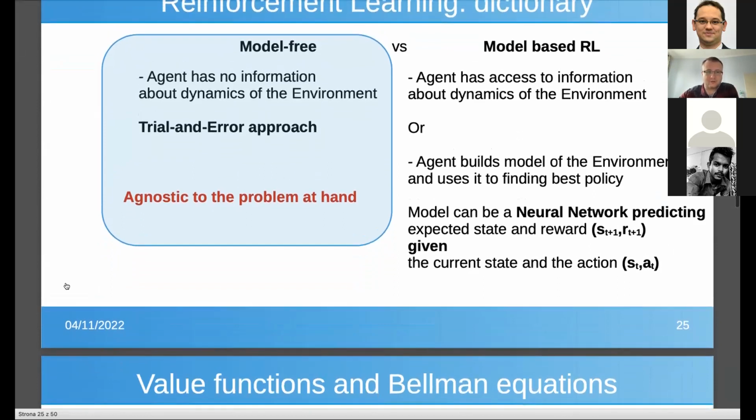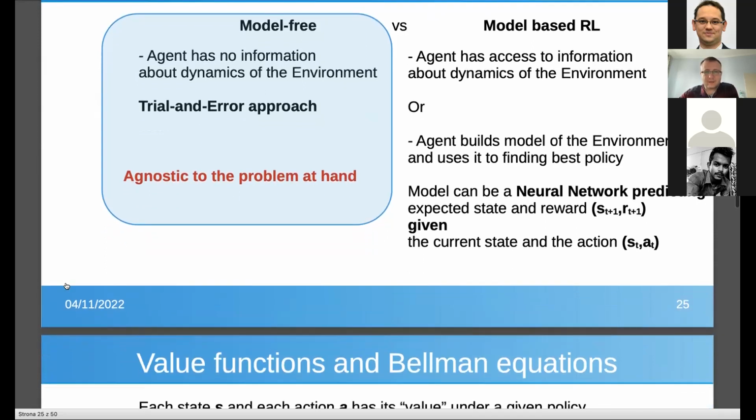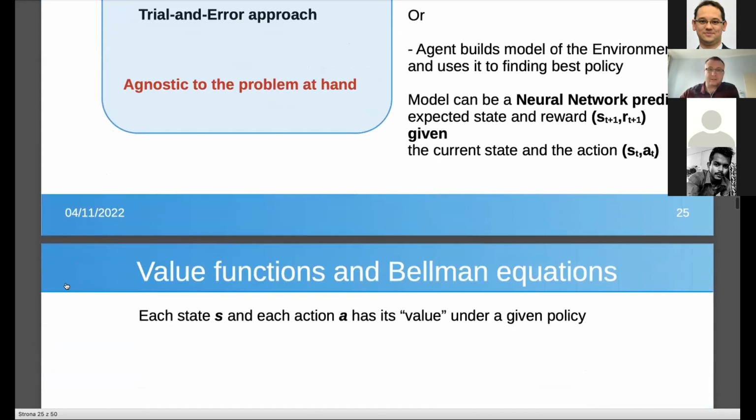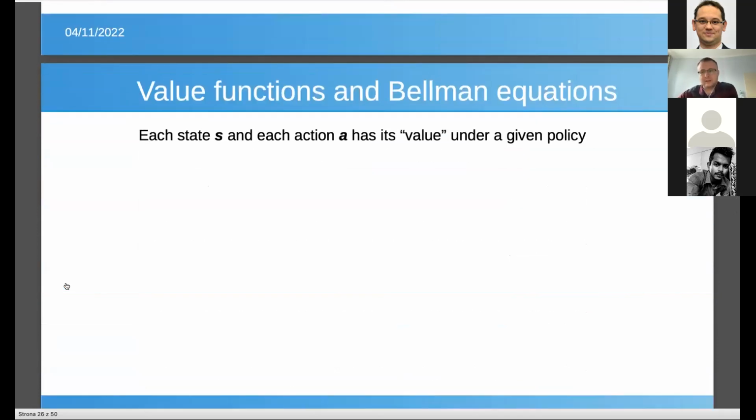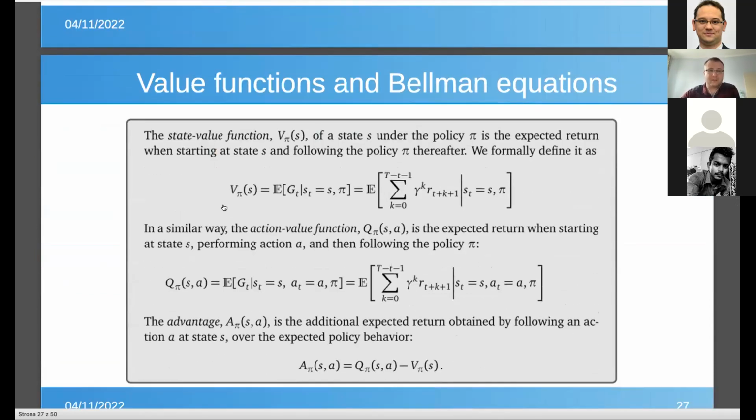We can just play our machine and we can get the results. Now, the value functions and the Bellman equations. We can make the observation that given state S of the environment and given action A taken at this state, it has some value under a given policy. So what does it mean? We can define a set of three quantities, which are called the state value function V, the action value function Q, and the advantage A.